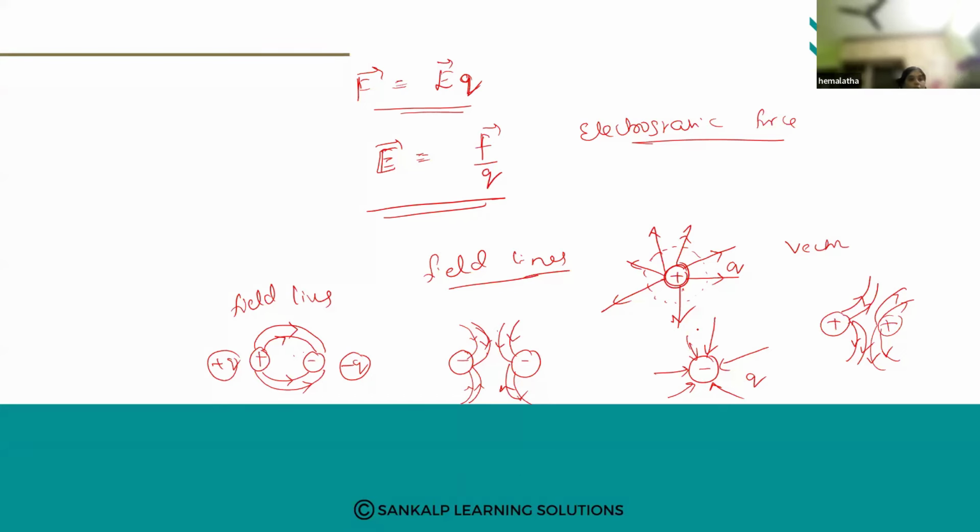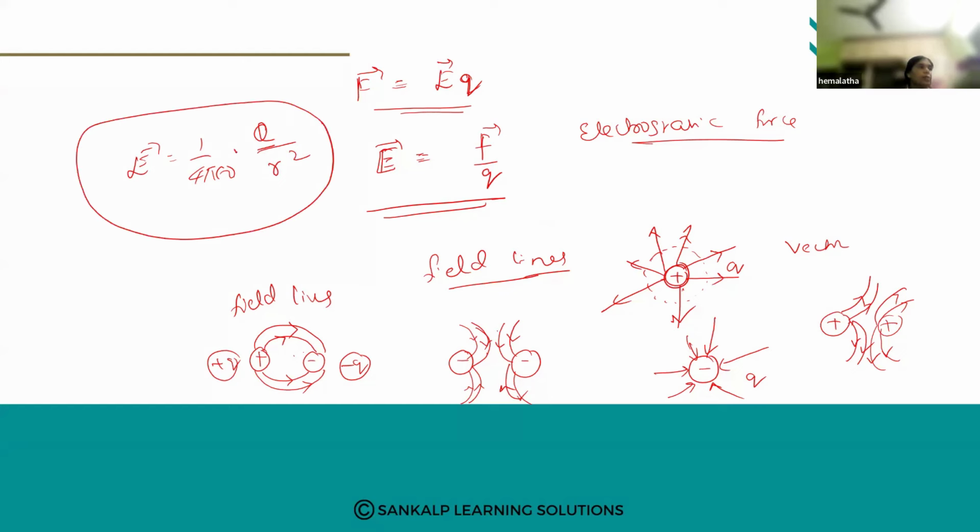Now, if there is one charge, the electric field is there. If there is one charge and one more test charge, then E is given by 1 by 4 pi epsilon naught into test source charge divided by R square. Same thing as the force. But what is missing here?